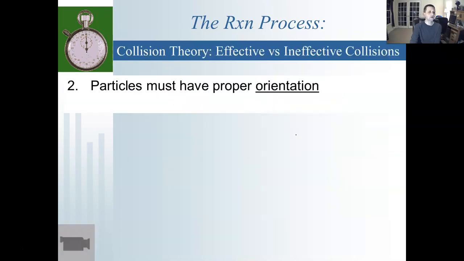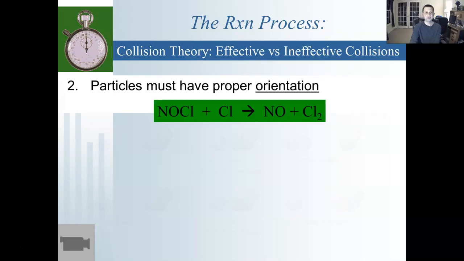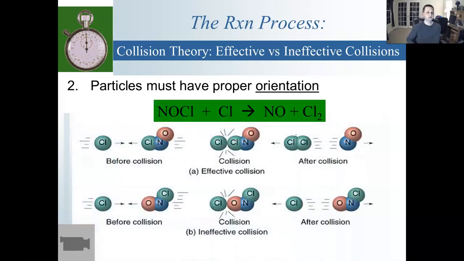Okay, number 2, particles have to have the proper orientation. This is very easy to understand, I think. Here's our reaction. We have NOCl plus Cl yields NO plus Cl2. So in this case, we have NOCl needing to collide with a Cl atom. You can see the top row here. We have our Cl atom right here and our NOCl right there. They are colliding. And we want to create Cl2. Okay, that's telling me that both of these chlorines need to collide with one another. That's what's occurring here. So these chlorines are colliding.